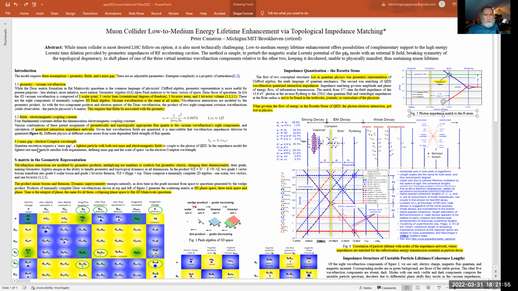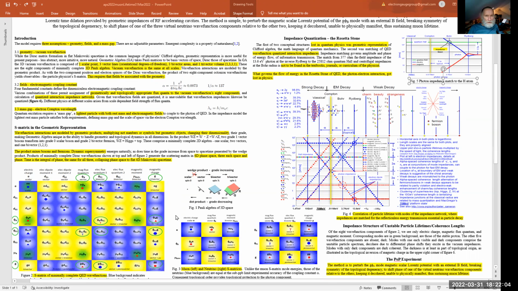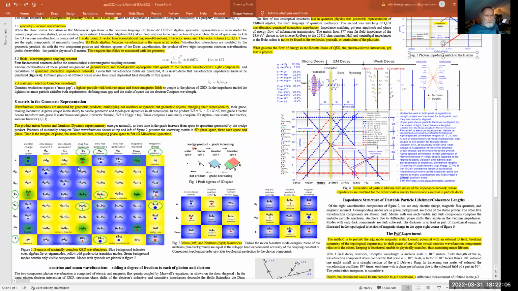And then we have to define a mass gap, a lightest rest mass particle with electromagnetic fields to couple to the photon. So given that, we can generate a scattering matrix, as you can see here, with the 8-component wave functions, the product of the two 8-component wave functions. The Dirac wave function is electric charge and magnetic moment, and we've completed it. We've taken it to the maximum, the largest division algebra.